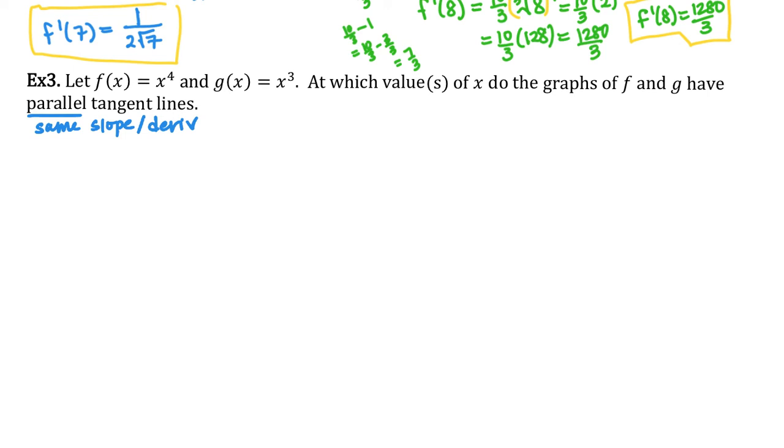Okay, so let's find the derivative of each of the functions. So if I do the derivative of f of x, I get 4x to the 3rd. If I do the derivative of g of x, I'm going to get 3x squared. Derivative is the slope, or an equation for the slope. So I want them to have the same slope. So I'm going to set them equal to each other so I can figure out when their slopes are equal or when their derivatives are equal to each other.